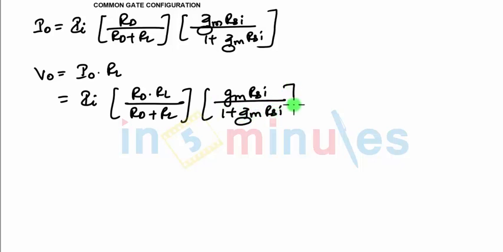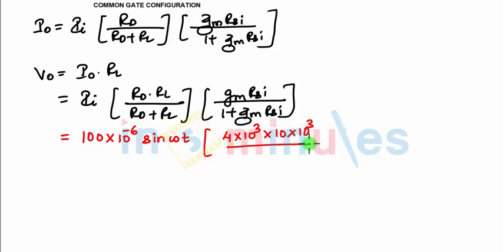RSi value is given in the question. RD, RL, all values are given in the question, and the current is specified as 100 micro ampere. So 100 into 10 raised to minus 6 sine omega t. RD is 4 kilo ohms, RL is 10 kilo ohms, upon 4 into 10 raised to 3 plus 10 into 10 raised to 3, that is the parallel value. gm we know, 2 into 10 raised to minus 3, RSi 50. So 1 plus 2 into 50.